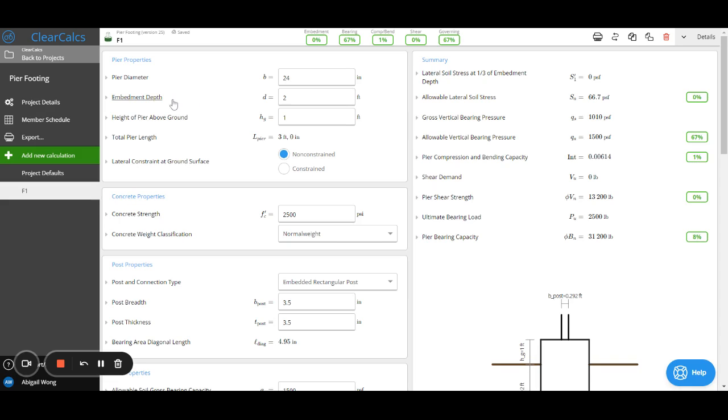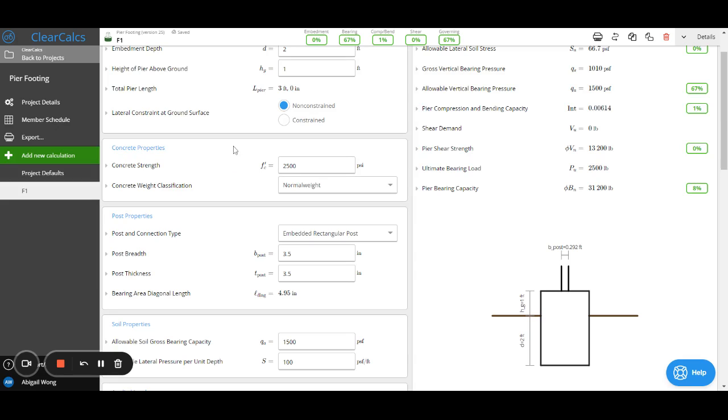The embedment depth is what will be considered in lateral loads, and the height of the pier above ground is what sticks out above the soil. The lateral constraint at ground surface is for scenarios like a rigid floor or a pavement that would constrain the post above the surface. In concrete properties, you can define the strength and weight classification for your concrete. This is for the pier only and is unreinforced concrete.